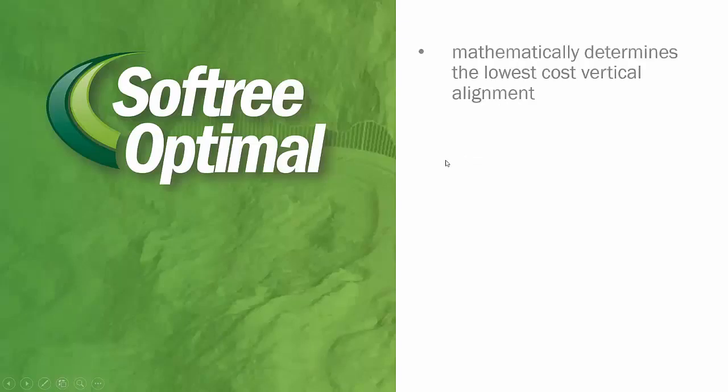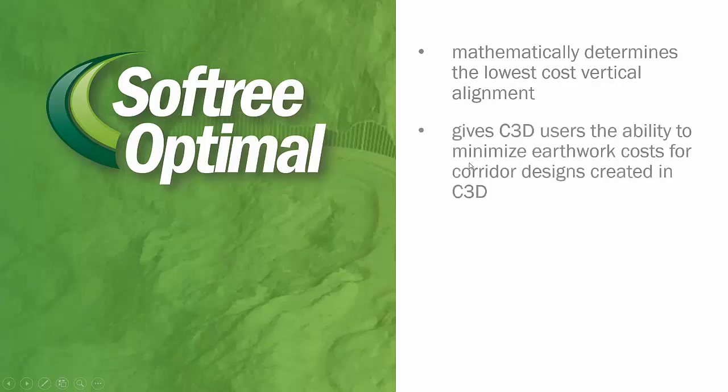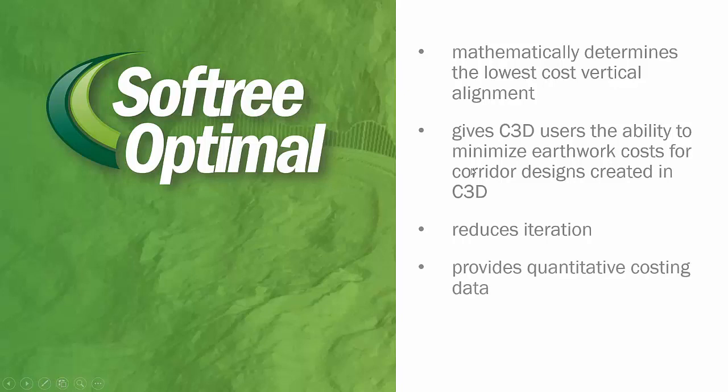Softree Optimal. What is it? It mathematically determines the lowest cost vertical alignment. It gives Civil 3D users the ability to minimize earthwork costs for corridor designs created in Civil 3D. Reduces iteration. Provides quantitative costing data. Helps determine feasibility and budgeting.